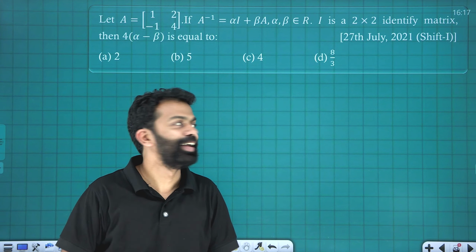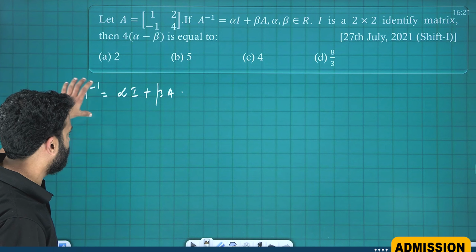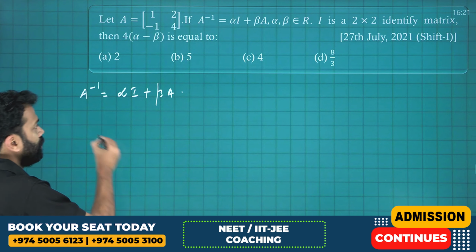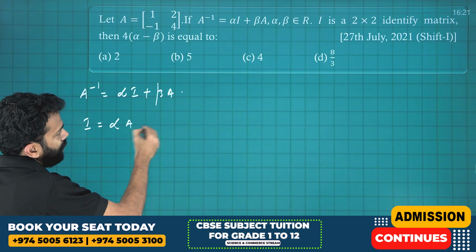That is, what is A inverse? A inverse is equal to alpha I plus beta A, right? Okay. You do one thing. We can eliminate A inverse at first, just by multiplying with A on both sides. And what will you get? You will get I is equal to alpha into I into A, which is A itself, plus beta A square. If I rewrite it like this, it will be beta A square plus alpha A minus I is equal to null matrix. Okay. So what is the corresponding characteristic equation?